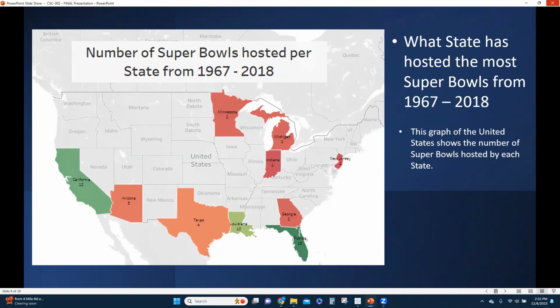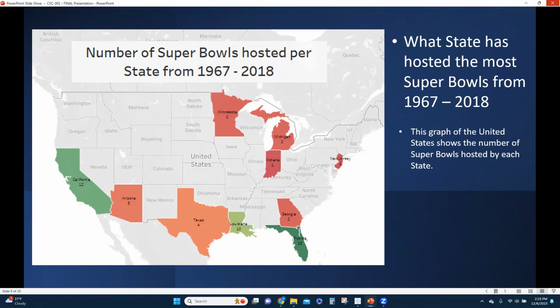But this graph pretty much shows that the majority of these Super Bowls are held in southern states. And with the Super Bowl being in late January and early February these days, that's wintertime and it's colder in the northern states. And why not host in the warm weather? Be nice to your fans and be nice to the teams.